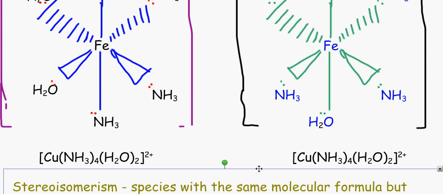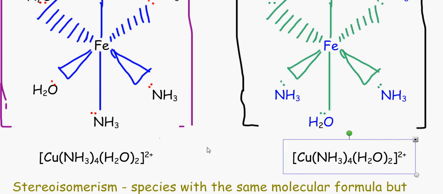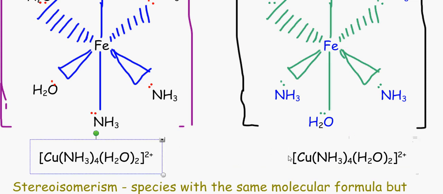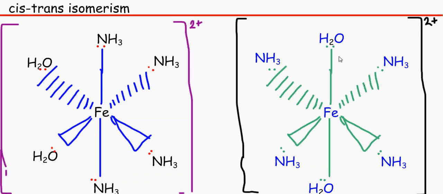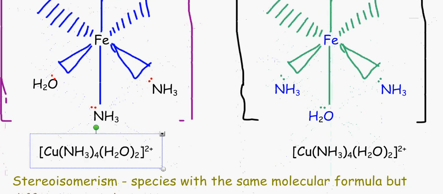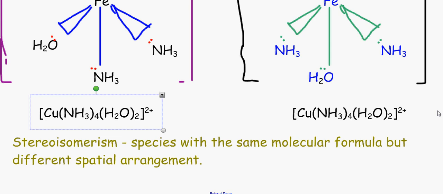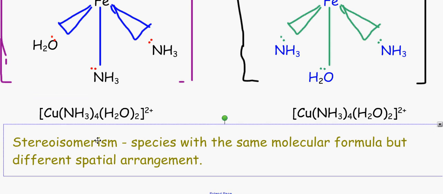And as you can see here, the molecular formula is exactly the same, but the arrangement in space is totally different. Usually this can come as part of a 10-mark question. Do write down what this cis-trans isomerism is.